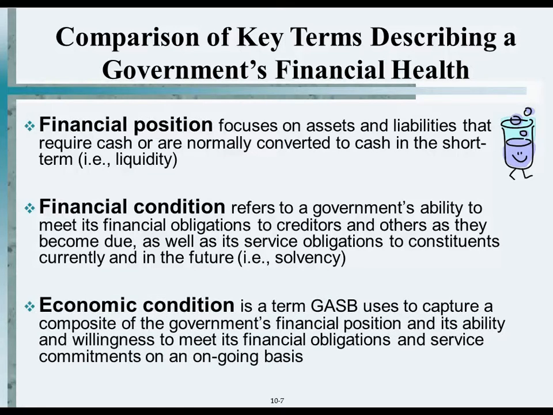The first is financial position. Think of it as an indicator that's looked at in a shorter, immediate term. Because what do you talk about? You talk about the focus on assets and liabilities that require cash or are normally converted to cash in the short term, or liquidity, okay? So this is a much shorter term indicator. Financial condition is a more broadly encompassing one, because now not only do you need to meet the obligations to creditors, but you also need to meet your service obligations.